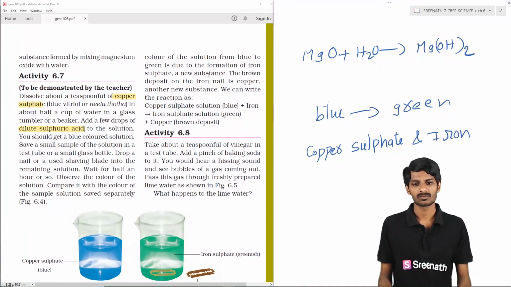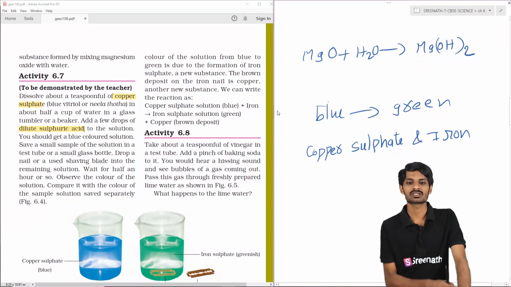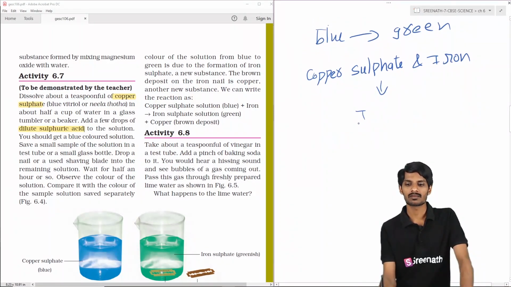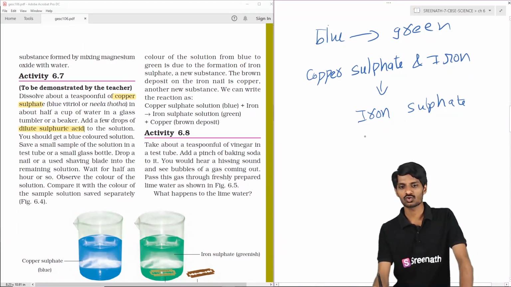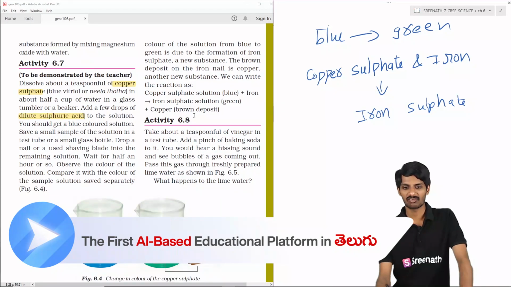So that is why it is changing its color from blue to green. It is because of the formation of iron sulfate. So these two will give iron sulfate. So that's why it is another new substance. So we will again get a new substance, students. This is the equation.